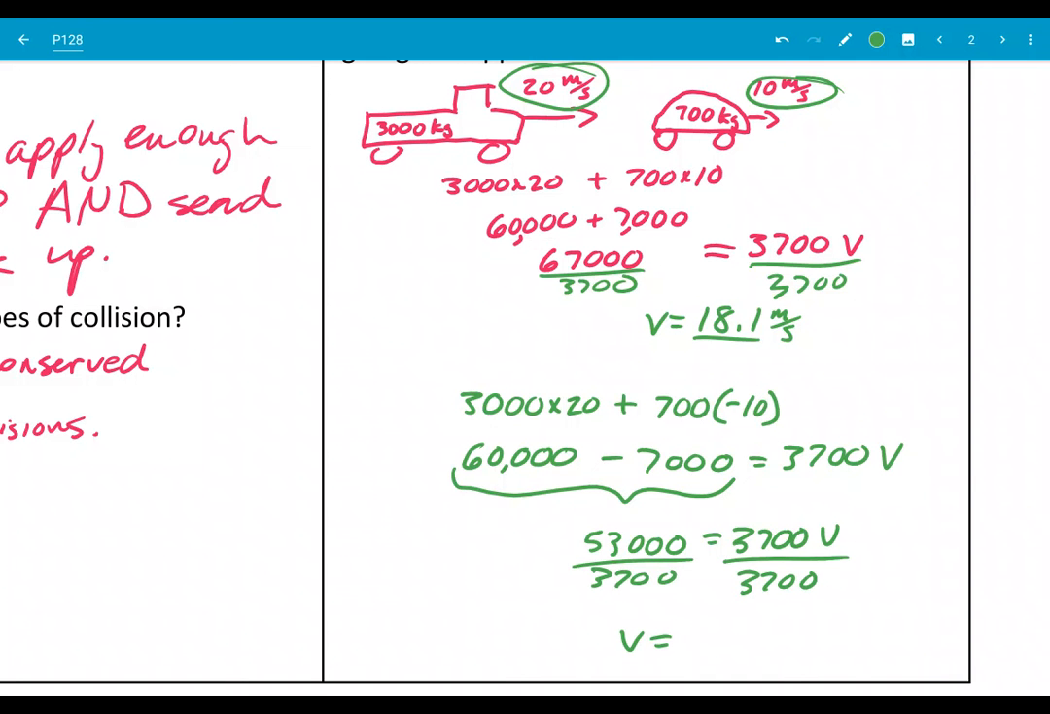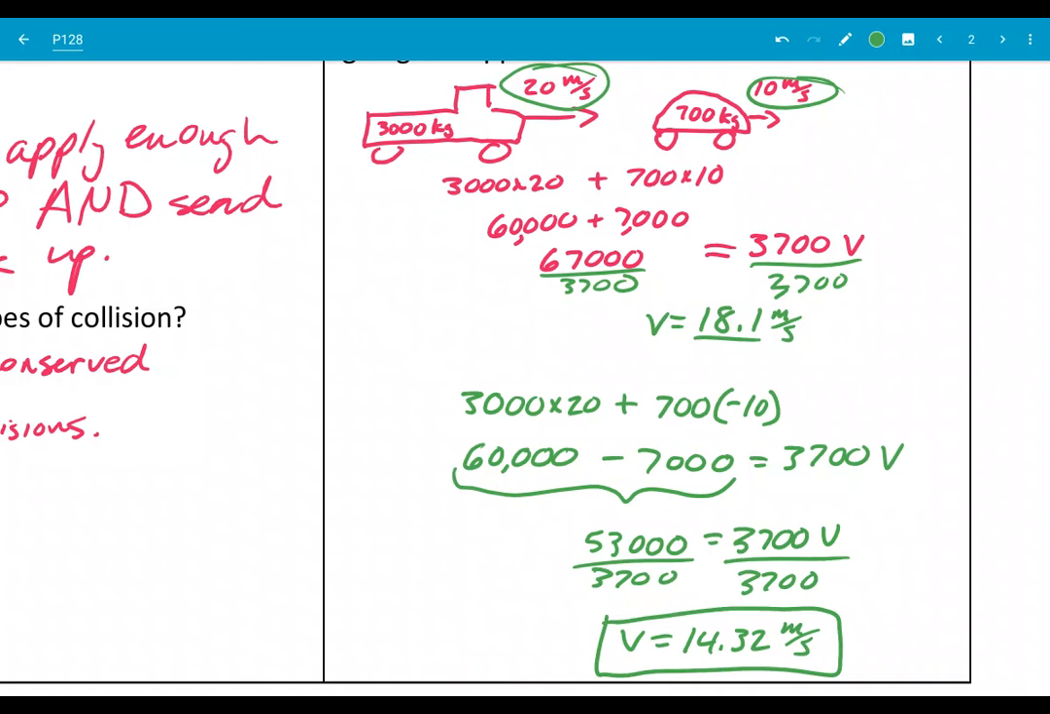I'm not even going to ask Google, just type it in. 53,000 divided by 3,700 equals 14.32 meters per second. So there was a much greater speed change in the second case because the car in that case was going towards the truck instead of away from the truck.